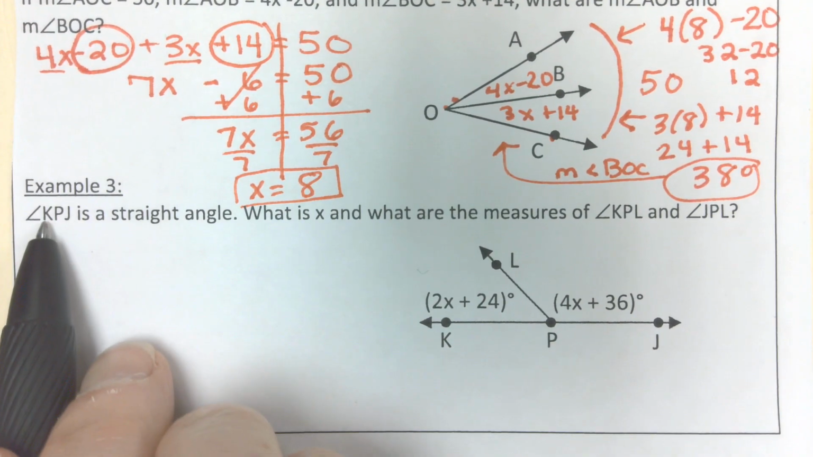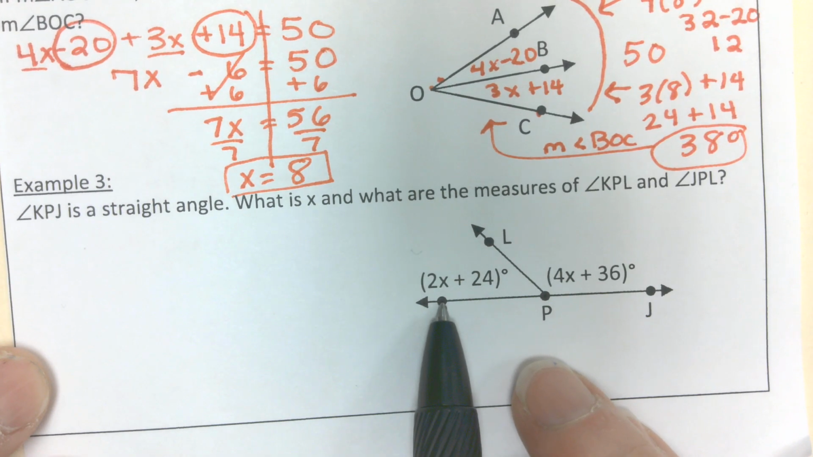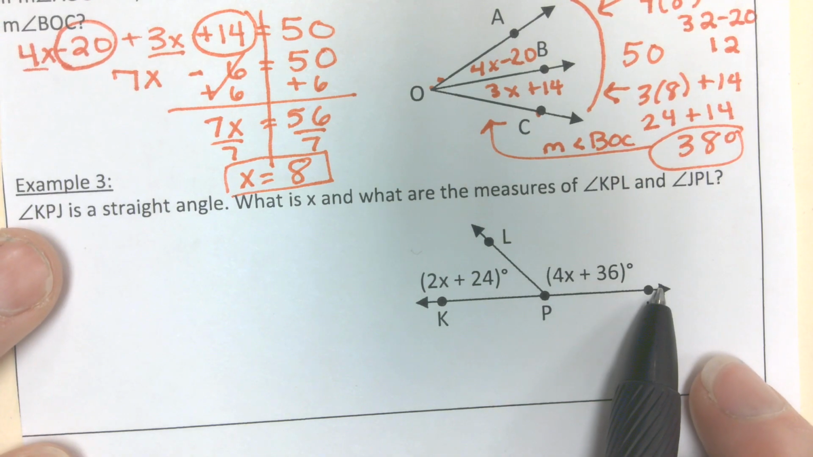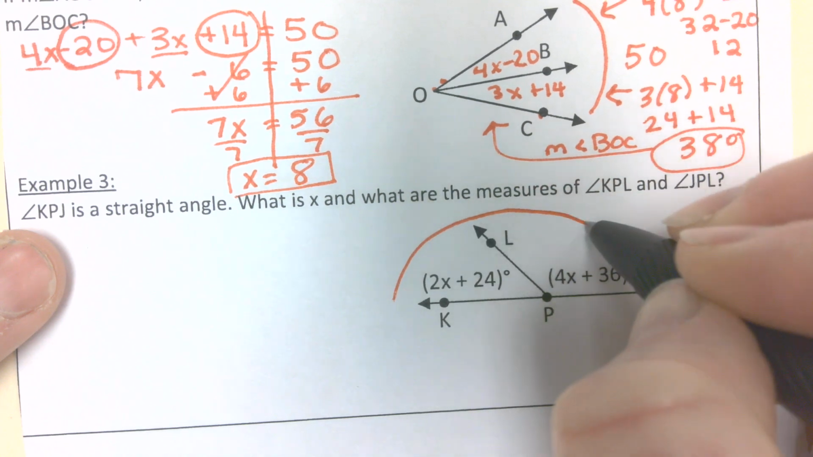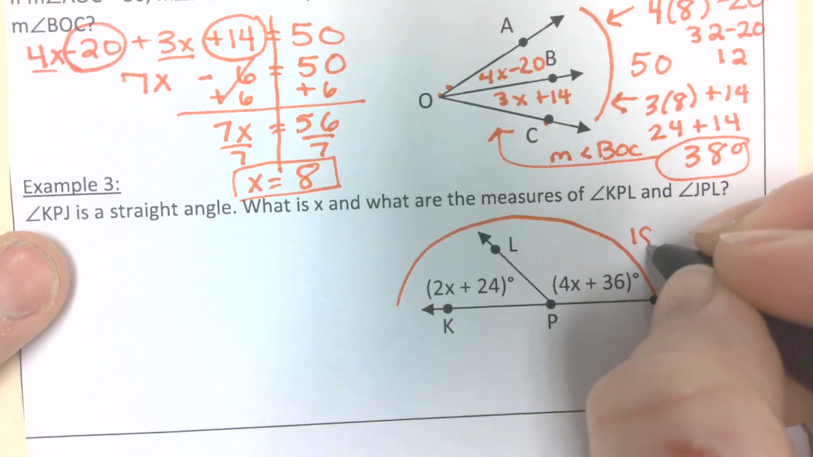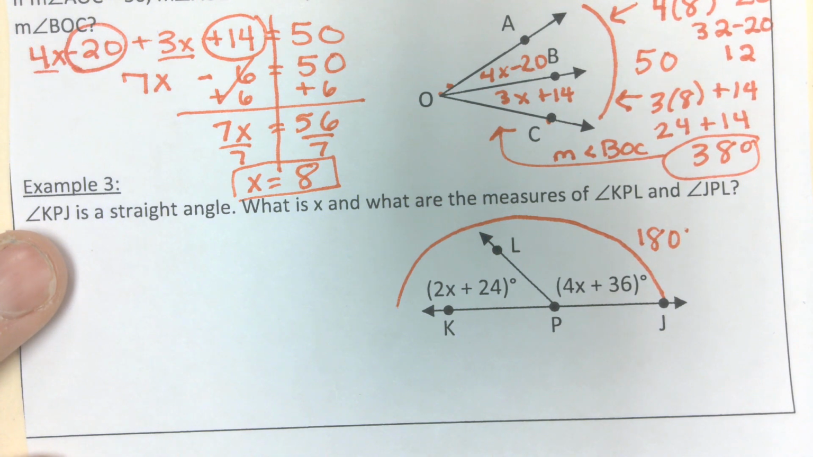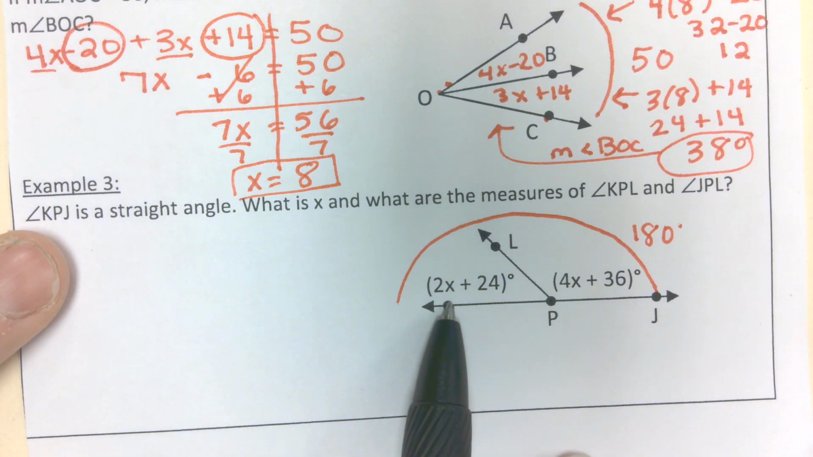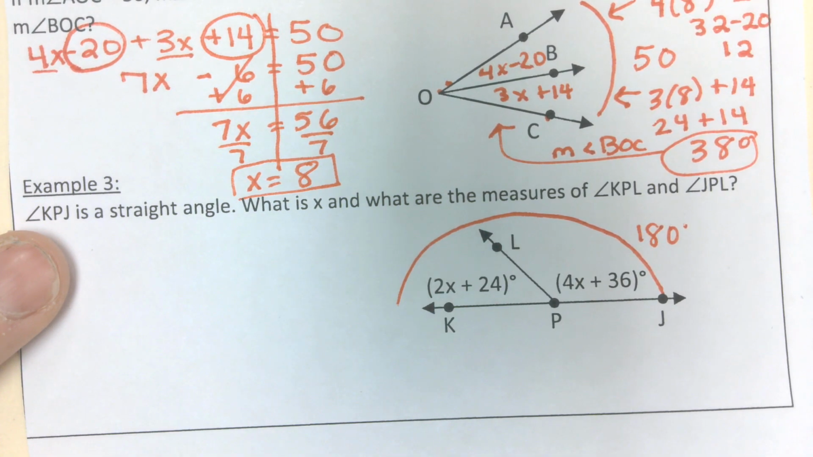All right, our last one says that angle KPJ. So follow it with your pencil. Put your pencil on K. K to P to J is a straight angle. How many degrees is a straight angle? 180. So draw yourself a little arc and write 180 there. What is x, and what are the measures of KPL and JPL?